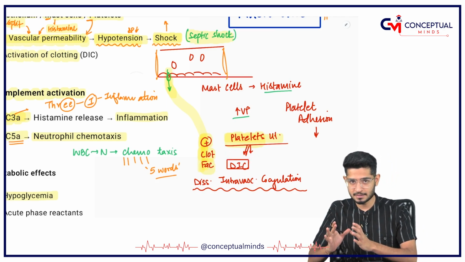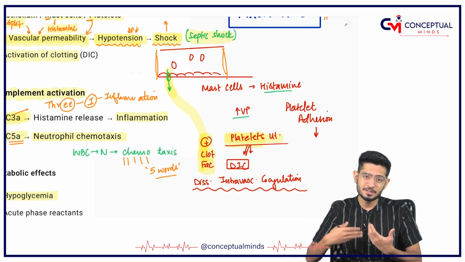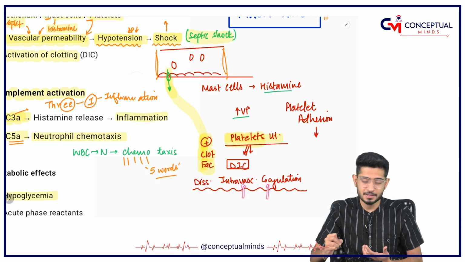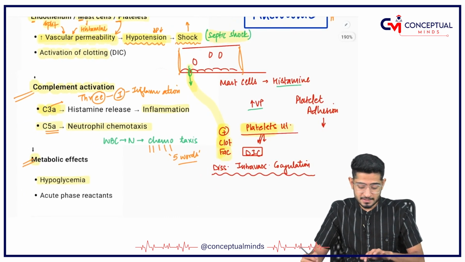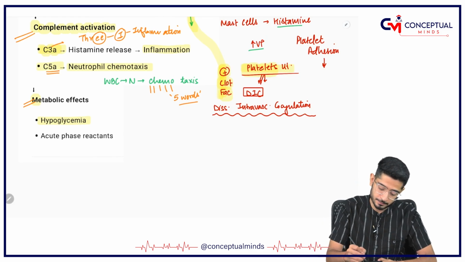Because the clotting factors are stimulated, the clotting pathway is activated and the platelets are being used unnecessarily. So this leads to disseminated intravascular coagulation. Okay, so this is about the second function of the lipopolysaccharide. The third one is complement activation.